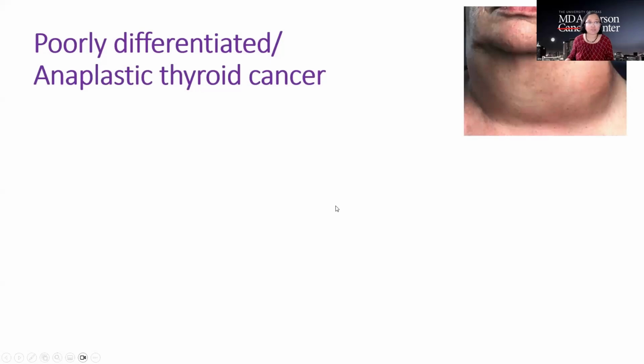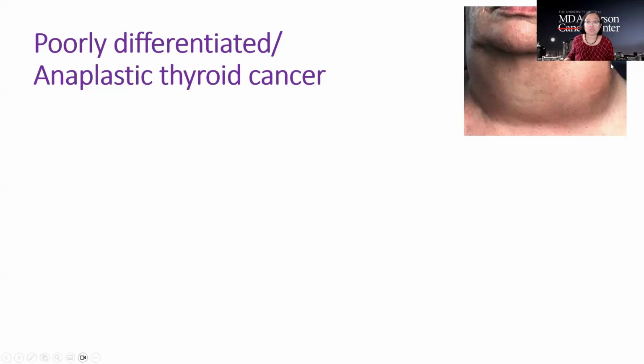So now what happens if somebody has poorly differentiated or anaplastic? Now remember the first picture I showed, the locally bulky tumor. There you could at least look at the margin of the tumor. Can you see the margins of this tumor? Maybe you can see this one, but you can't see anything over here.